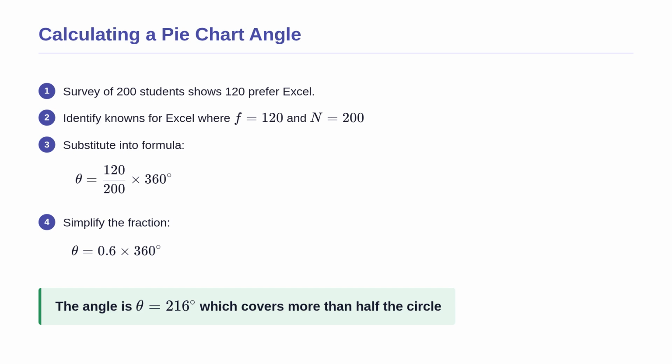First, we identify our given values. The frequency for Excel is 120, and the total sample size is 200. We substitute these into our formula, dividing 120 by 200, which gives a decimal proportion of 0.6. Multiplying this by 360 degrees yields our final answer of 216 degrees. Physically, this tells the software to draw a massive slice covering more than half the circle.